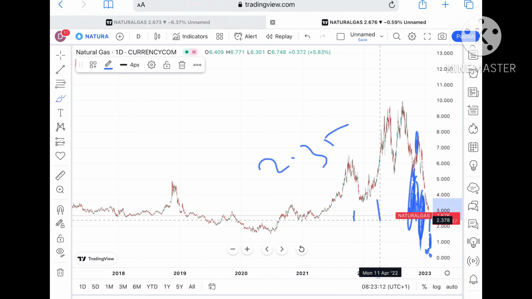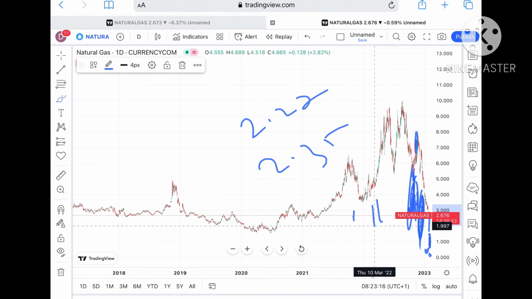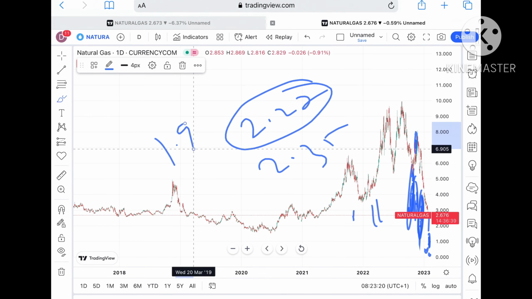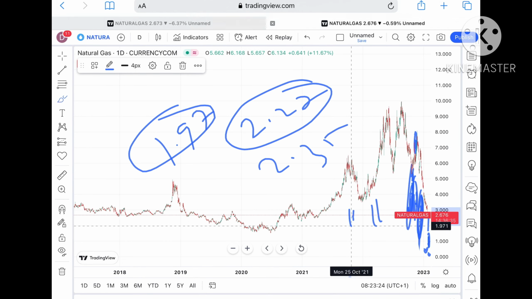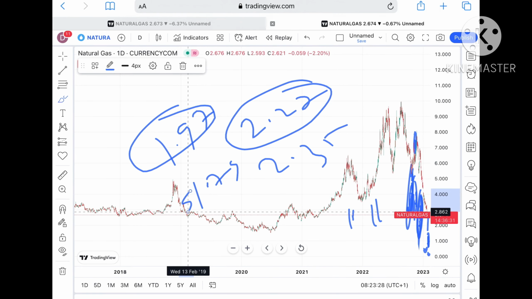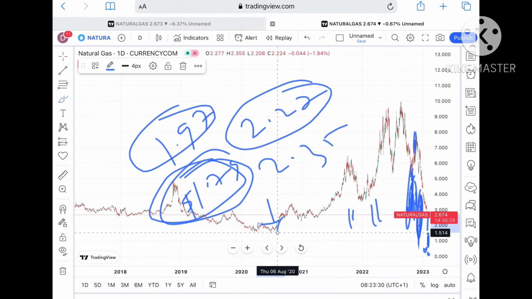$2.353, and once it moves below this level, then it will come again towards a level of $2.27, and from there we can see it can go towards a level of 1.97. Once it moves below this particular zone, then you can see it will fall further low and can touch a level of $1.79, and from there we can see it can go further down.